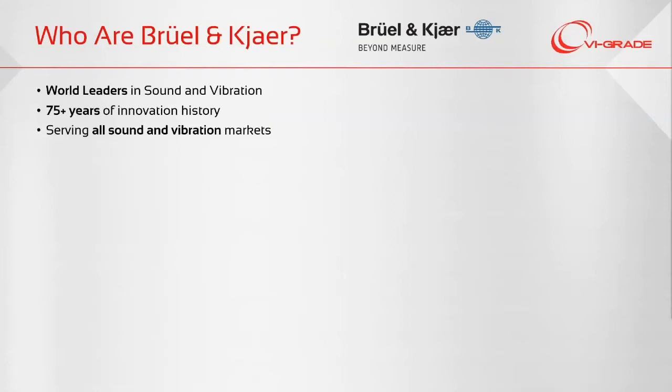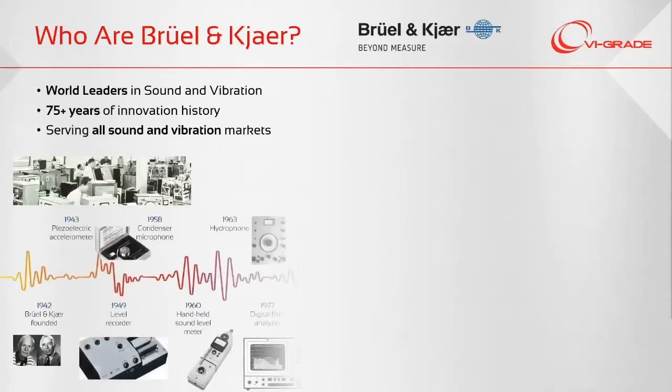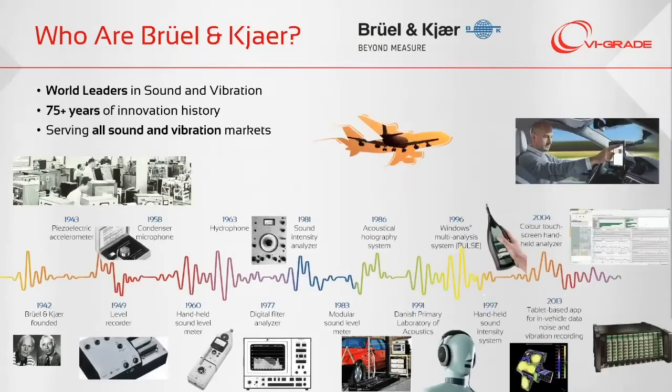So who are Brüel and Kjaer? Brüel and Kjaer are world leaders in sound and vibration. They've got more than 75 years of innovation history. Brüel and Kjaer was founded in 1942 in Copenhagen, Denmark, and have been at the forefront of sound and vibration measurement and analysis for over 75 years, serving all major markets.